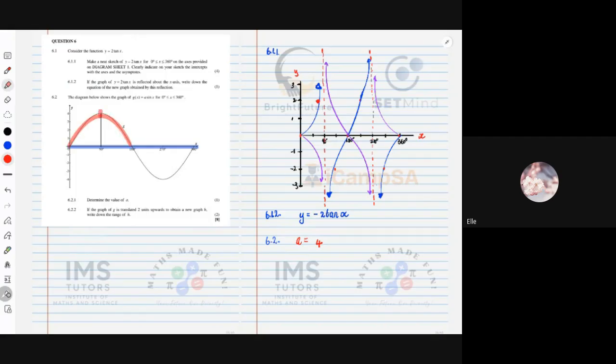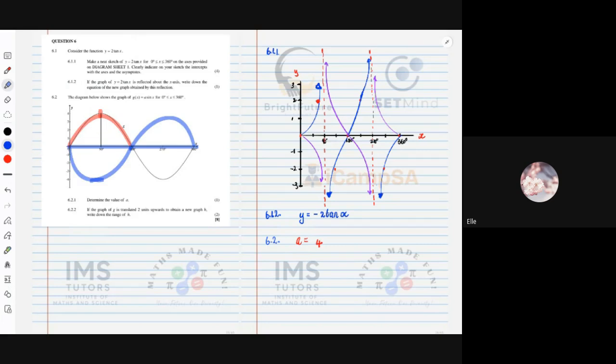But let's say this graph was flipped about the x-axis, and then it was something like this. Then our amplitude was going to be what? It was going to be -4. Just know that it depends on where our graph starts.